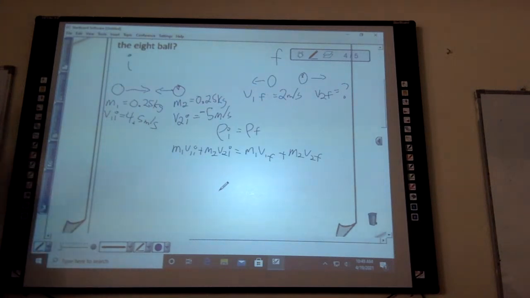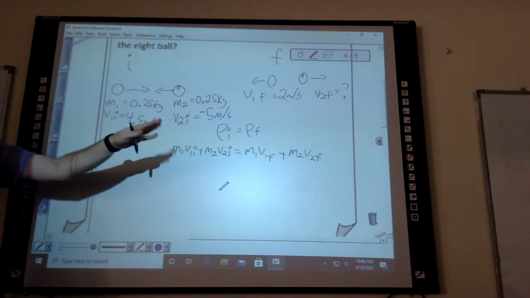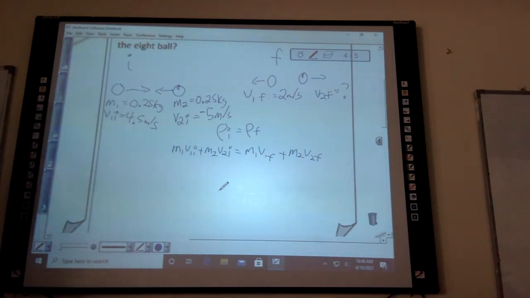So now we plug in numbers. You've got the masses. Conveniently, all the masses are the same, so you could technically cross them out, but it's not a good habit to do that, so I'm not going to do it in this question. Exactly. So then you put in the velocities and you just solve for V2F. Do you need me to put in the numbers, or are you good with that?